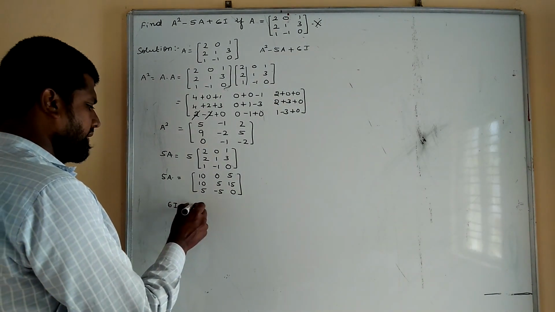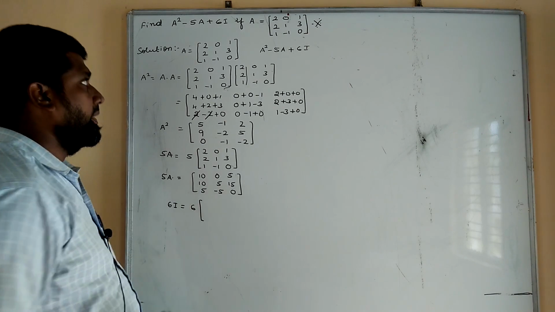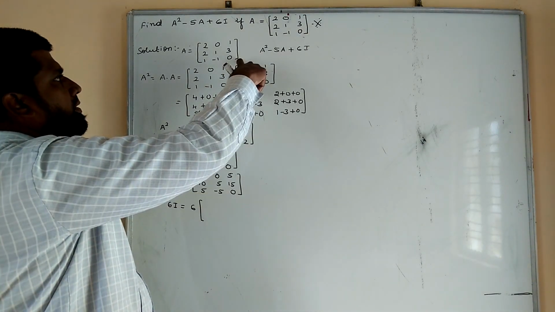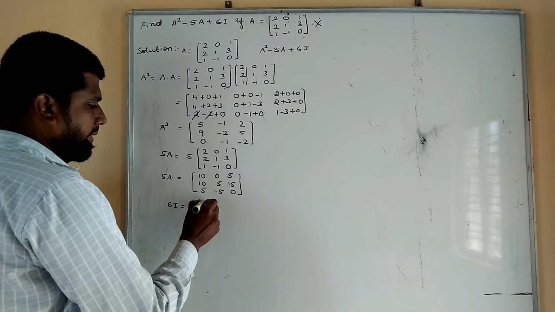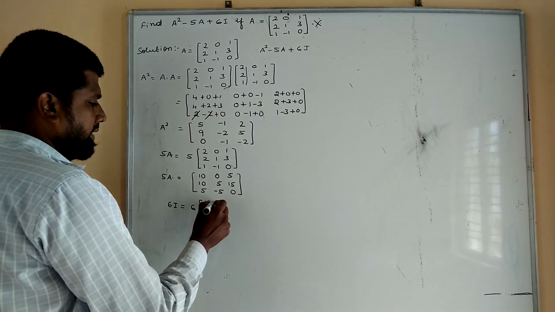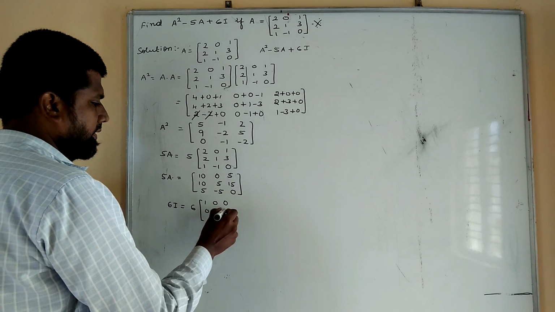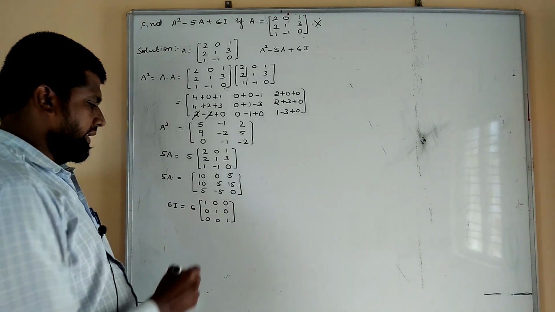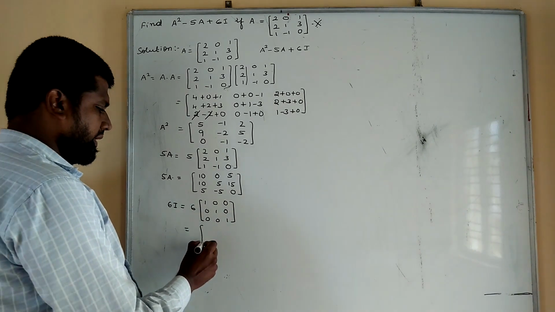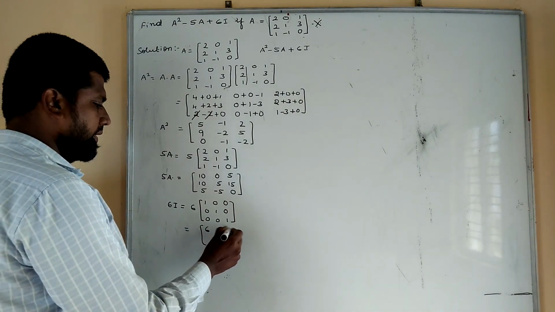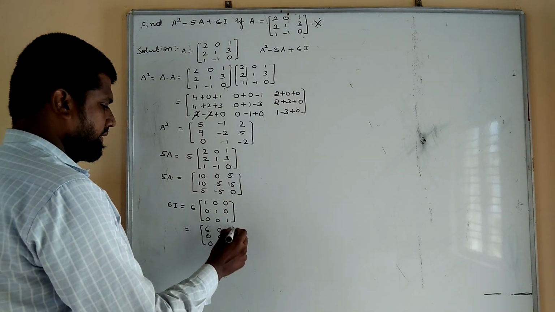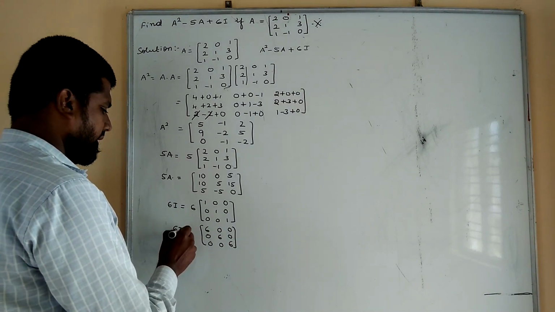6I. 6 is a scalar multiple, I is an identity matrix. So here the order of A is 3 cross 3. So let us take the identity matrix of order 3 cross 3, [1, 0, 0; 0, 1, 0; 0, 0, 1]. This is the identity matrix. Let us multiply with the scalar multiple. If you multiply, 6 0 0, 0 6 0, 0 0 6. So this is the 6I.